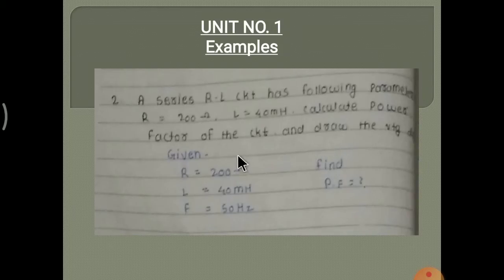This is the second problem of RL series circuit. A series RL circuit has the following parameters: R is equal to 200 ohm, L is equal to 40 millihenry, frequency 50 hertz. Calculate the power factor of the circuit and draw the voltage diagram. Here we have to find the power factor.